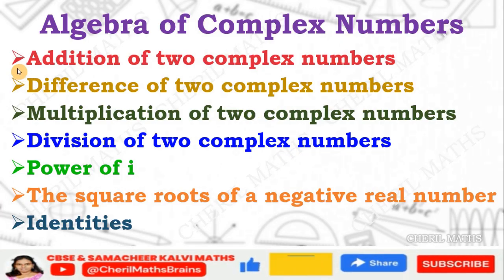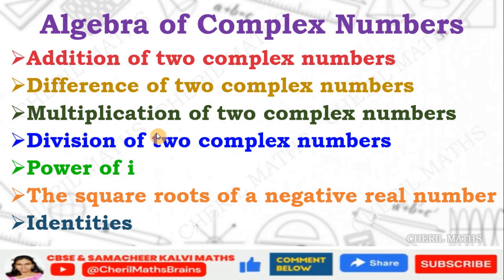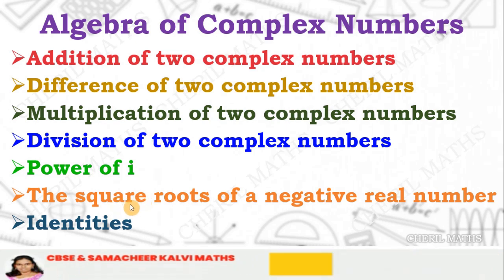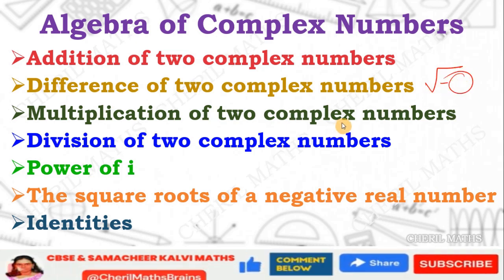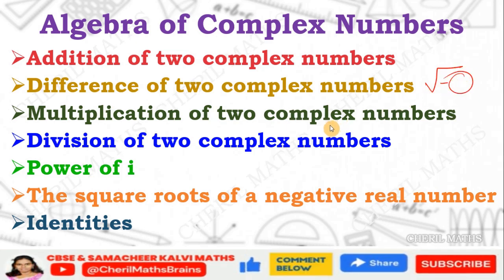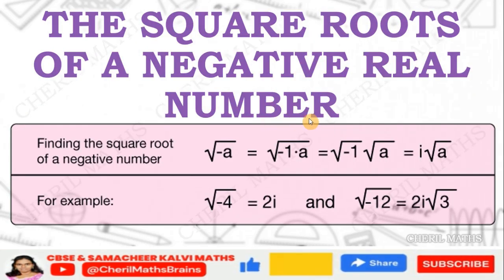We've already discussed addition, subtraction, multiplication, division, and also how to calculate the power of i. So now we are going to learn about finding the square root of a negative number. So what will be the square root of a negative number? We're just going to see different examples and how we are going to solve them. So now when we have the square root of minus 5, how can we write it?